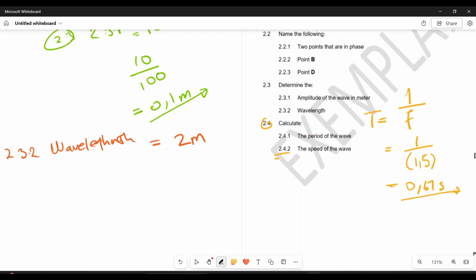Now, the last question, the speed of the wave. How do you go about calculating the speed of the wave? You need to make use of this formula for your speed. V is equal to frequency multiplied by your wavelength, which is indicated with a lambda. Now, our frequency, we know that is 1,5. And our wavelength, remember, we have calculated it as 2 meters. Now, as a result, the speed of the wave would be equal to 3. And because the speed has to be in meters per second.